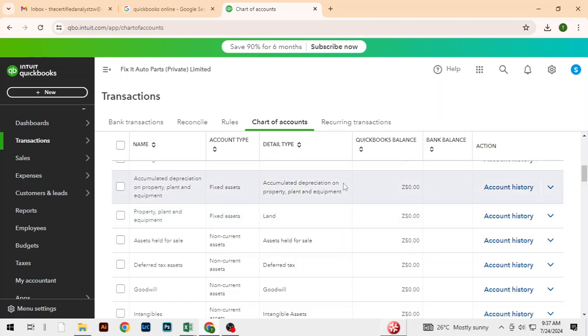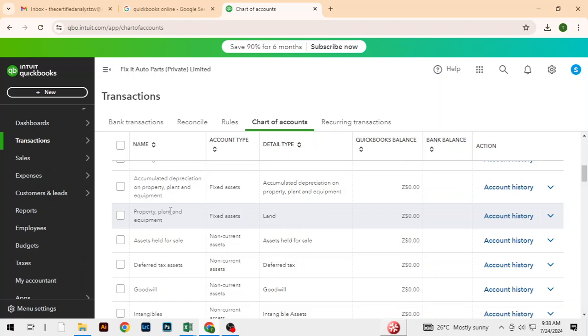So it's just an allowance to you for using these assets in your business. Then we've got the property, plant, and equipment. These are the assets that you use in your business. And here you see we've got fixed assets, we've got detail type. This could be land, okay? So property, plant, and equipment.